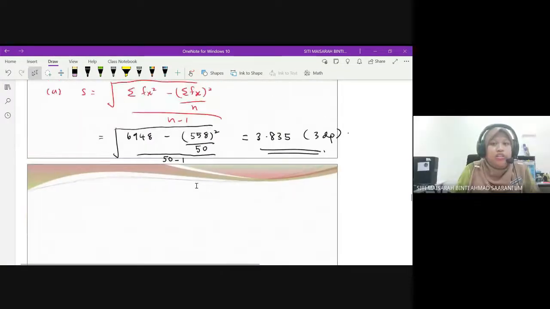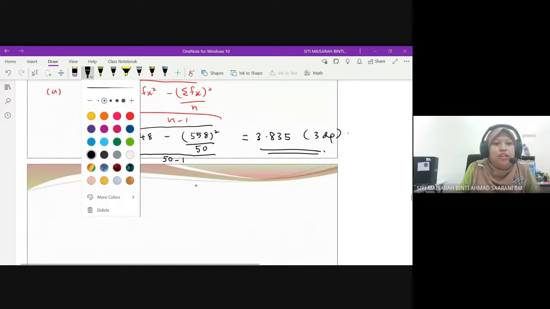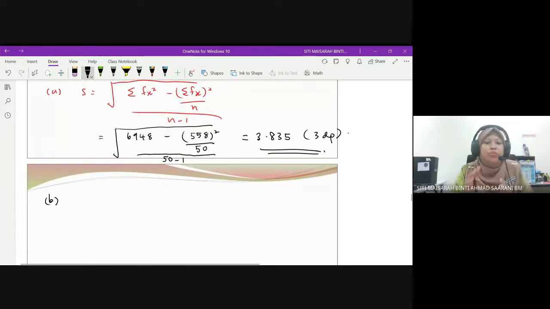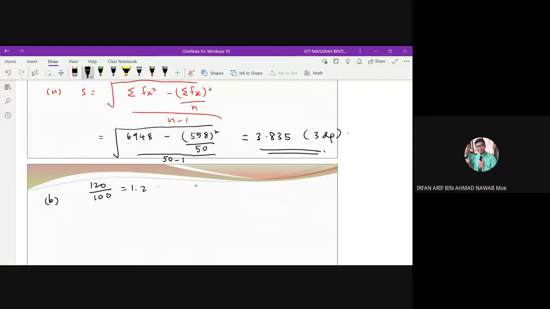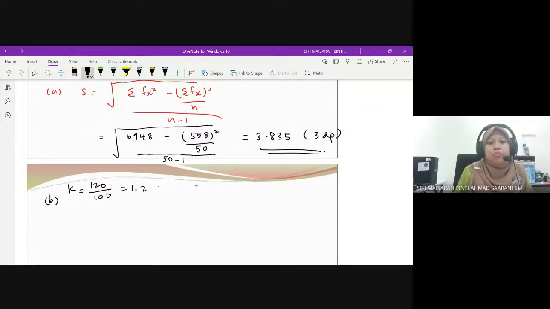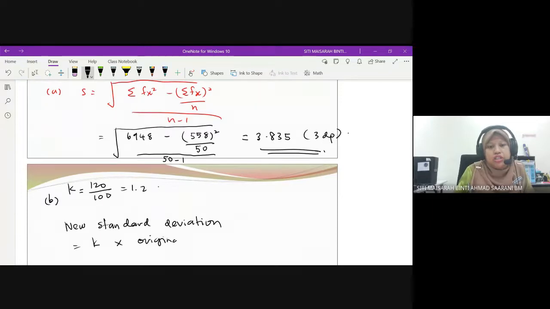Correct. So for part B, we already know the increase is 20%. If it is 20%, the total will be 120%. So 120% is 1.2. So K is 1.2. So new standard deviation is equal to K times the original standard deviation.